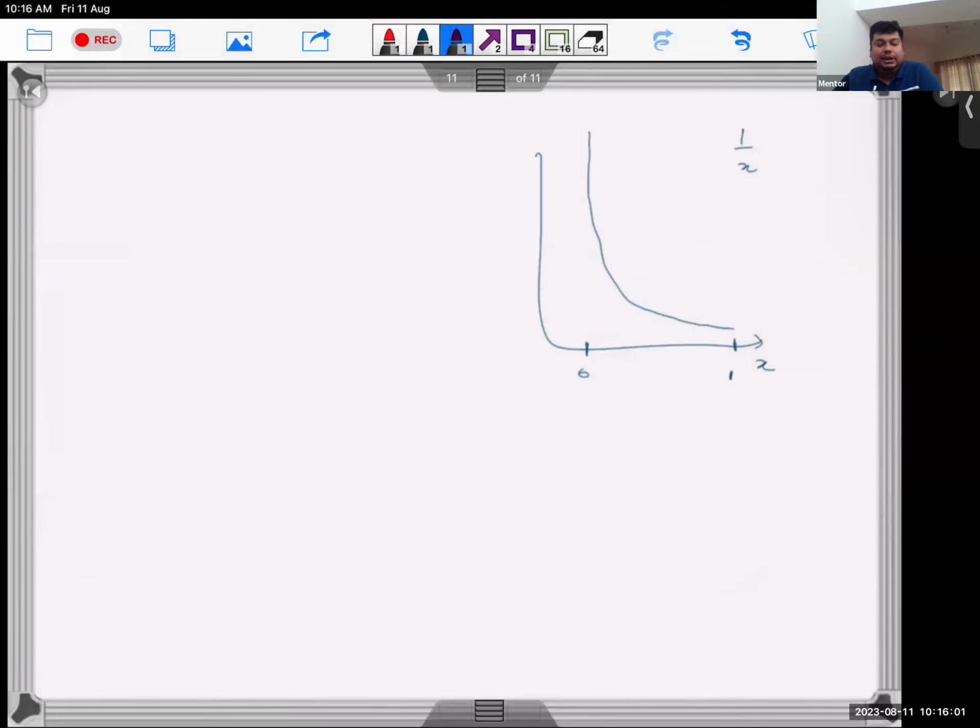Can you think of something which is not defined at 0, which is defined for negative numbers? 1 by x is defined for negative numbers, right? Yes or no? Yes, sir. Okay, 1 by x is defined for negative numbers. Let's think of something which is not defined for negative numbers, first of all. Any function not defined for negative numbers?